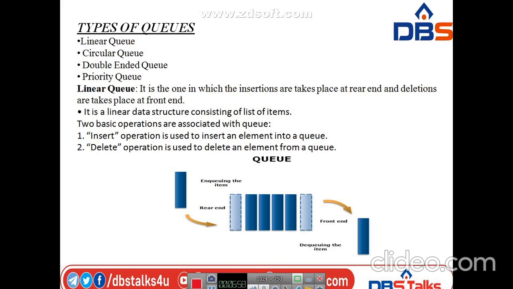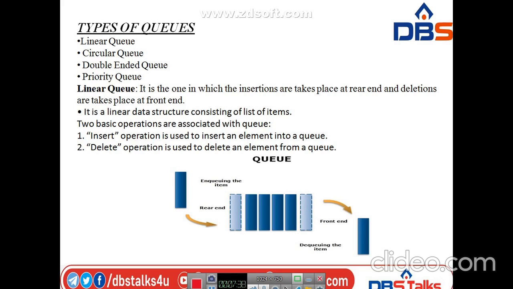It is a queue in which insertion takes place at the rear end and deletion takes place at the front end. So it is a linear data structure consisting of a list of items. The basic operations of a queue are insertion, which is used to insert an element into the queue, and deletion, which is used to delete an element from the queue. Insertion can be done at the rear end and deletion can be done at the front end. So linear queue is nothing but the queue only.